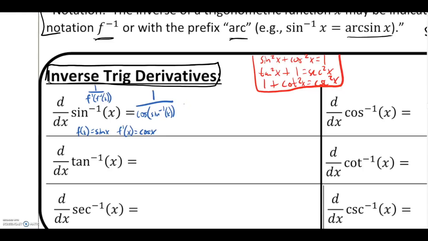Now that is technically the derivative of the inverse function, but there's a way that we can clean this up quite nicely, and that is using the Pythagorean identities that we have up top. Cosine would be defined as square root of 1 minus sine squared of that inside function. And sine squared of sine inverse of x will just leave us with 1 over square root of 1 minus x squared. The sine and the sine inverse here cancel out, and all we're left with is an x and a power of 2.